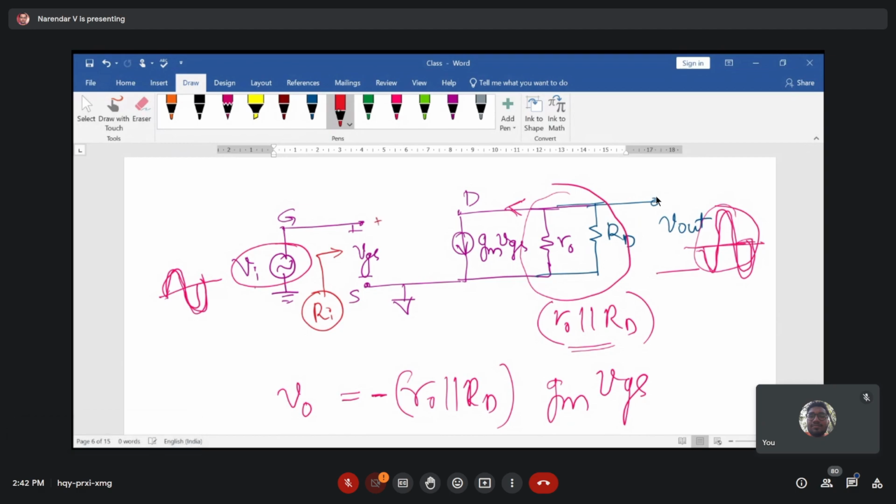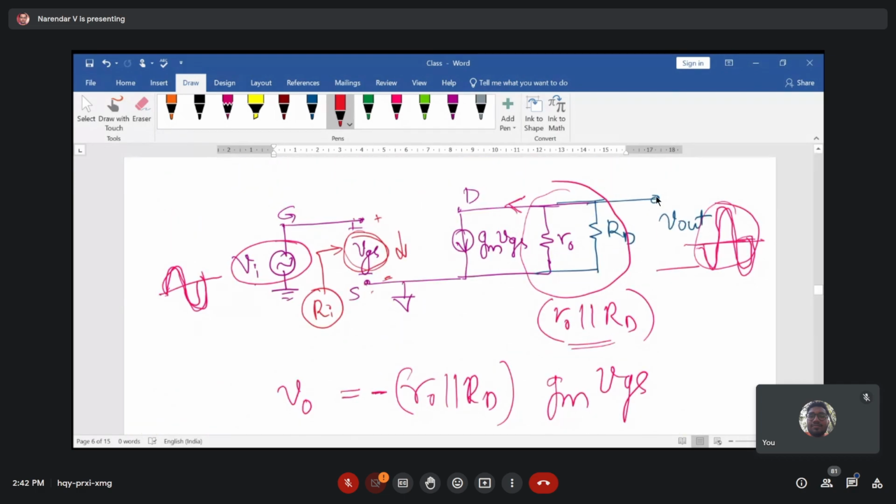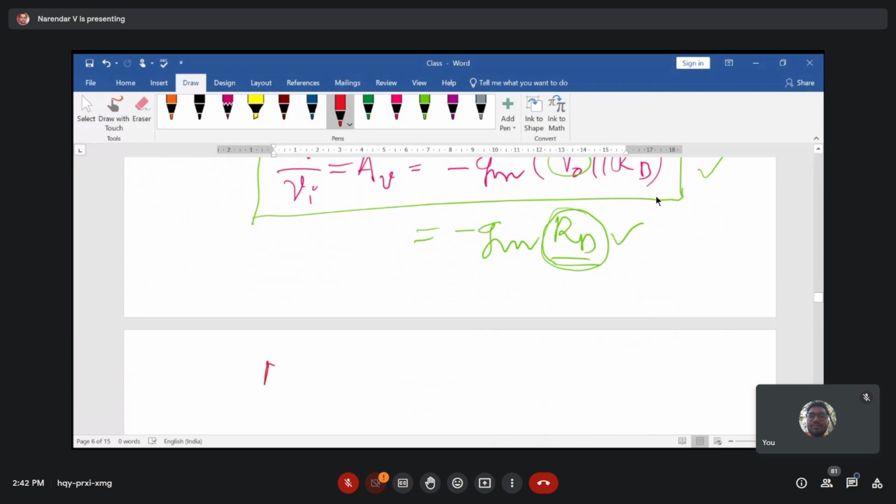Now when you talk about this VGS, where gate and source terminals are open circuited, the current is equivalent to 0, because there is no current flowing through the gate to source terminal. So what you can write is R input, which is V input by I input. Here the current is 0.